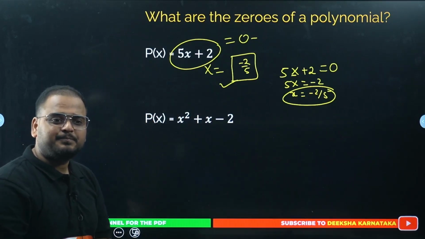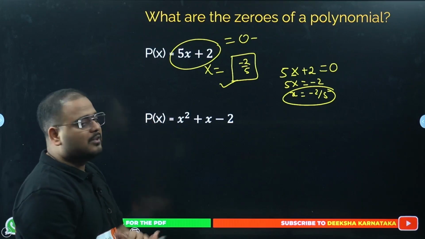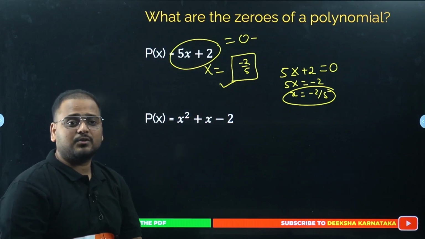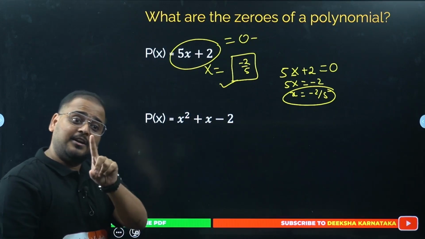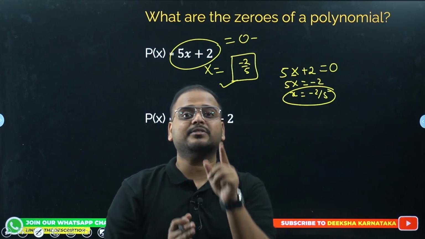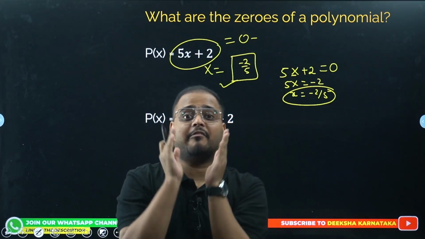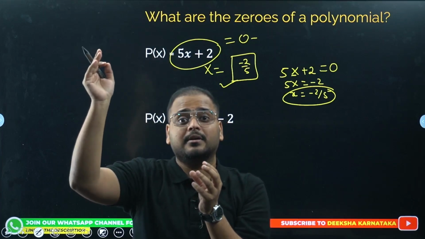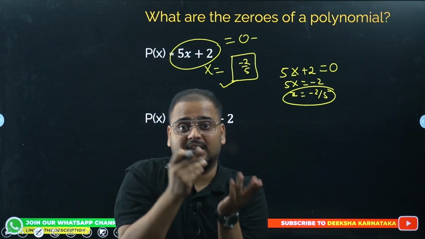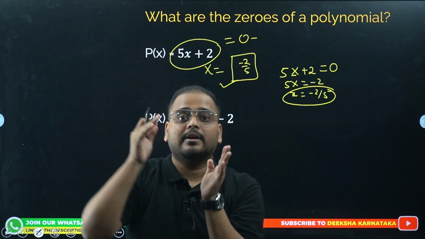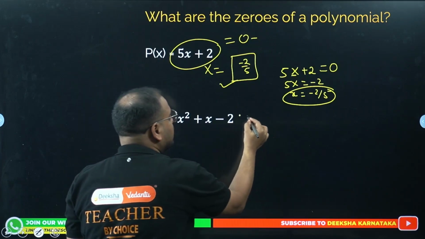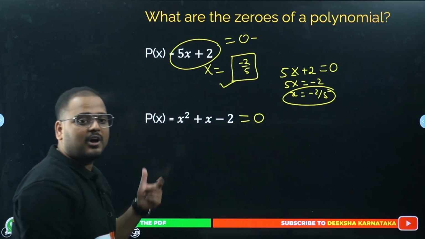Very difficult? No, right? So for linear expressions, linear polynomial, this is how we find the zero. What about quadratic? The definition remains exactly the same. What was the definition? For what certain value of x out of the real numbers, this expression, this polynomial, whether it is quadratic, linear or cubic, should become equal to 0. So we'll do the same thing. We'll write this expression equal to 0. Sir, how will you solve it?